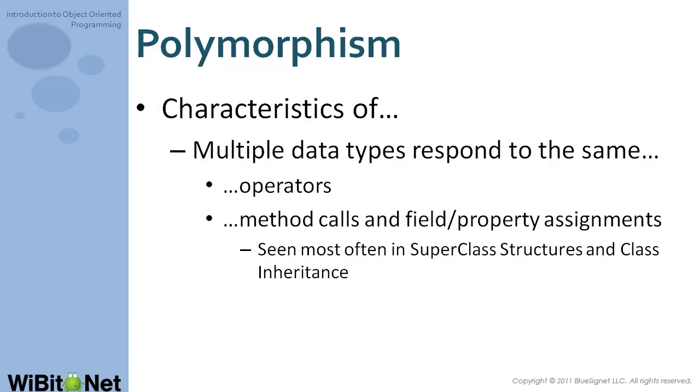Right. What are some characteristics of polymorphism? Well, basically, when you have a language where multiple data types respond to the same operators and method calls, you're dealing with polymorphism. That's seen often in superclass structures and class inheritance, because when you inherit a class, they're going to be very similar anyway. So you're going to have a lot of those similar method calls and property assignments.